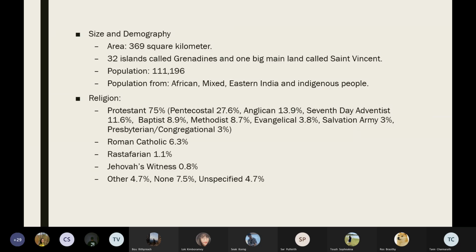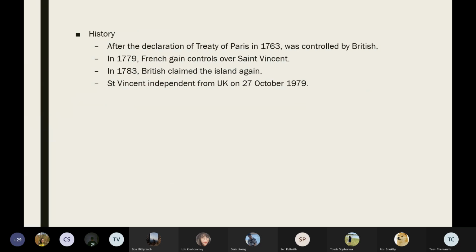Next is the size and demography. The total area of the country is 369 square kilometers, and they have 32 islands, which are called the Grenadines, and one big mainland called Saint Vincent. Its population is 111,196 residents. The ethnicity is African, mixed, East Indian, and indigenous people. For religion, they have Protestant, Roman Catholic, Rastafarian, Jehovah's Witness, and others. And the history.